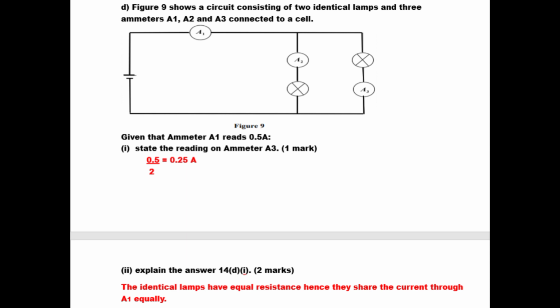Remember, current flows from positive, splits into 2 where we have ammeter 2 and ammeter 3, then combines and comes back to negative. That means ammeter 1 is reading total current, which is now split into 2 at a junction, and one passes through each of the 2 bulbs, equal current. In other words, reading of ammeter 3 will be total current divided by 2, which is 0.25 ampere. Explain the answer. The reason is that the 2 bulbs are identical, and that means that current through each one of them is equal.